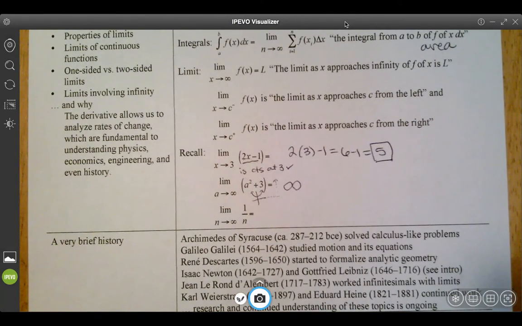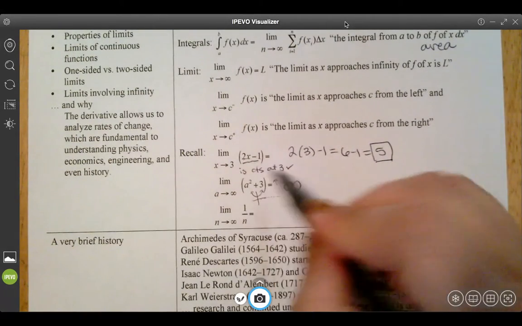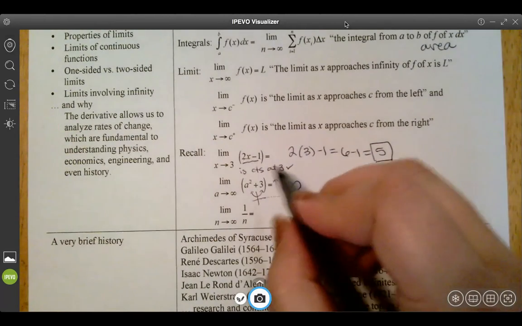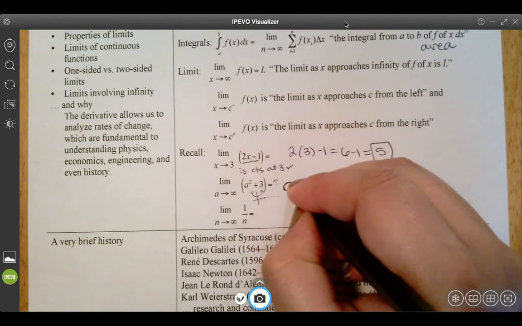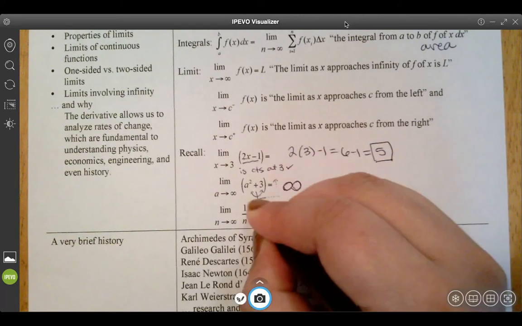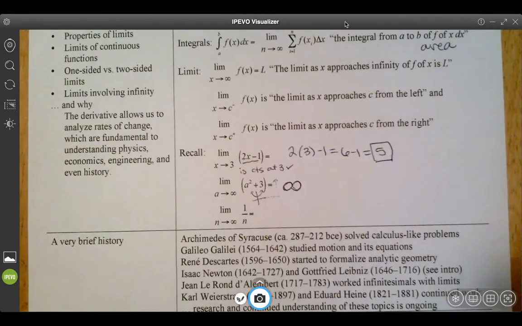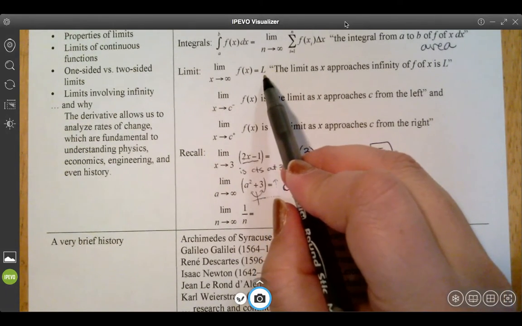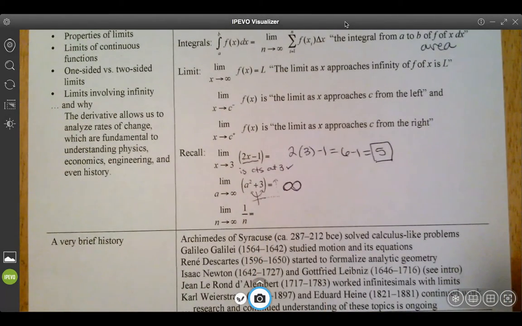If it's asking for a value, then this could be described as not defined because it's not a value. The limit is not a number, right? Infinity is not a number, it's a concept. And so we can say that because this graph is continually increasing, the limit is infinity. However, if I'm asking for the value of the limit, right, L, that's not defined because infinity is not a number.